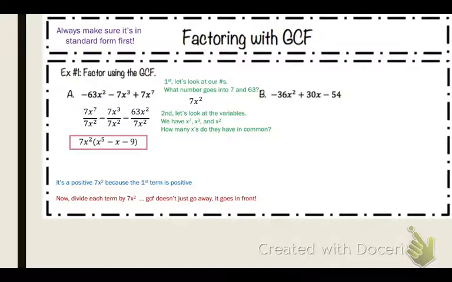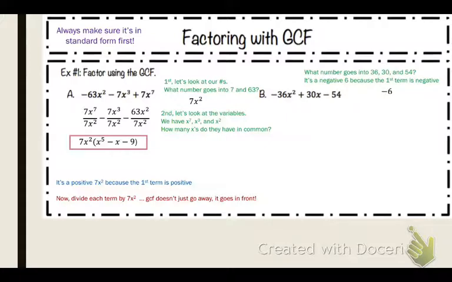Okay, now let's look at this second example. So first, this is already in standard form. We don't have to worry about anything. So we need to see what number goes into 36, 30, and 54. We're just going to ignore the signs for a second. You can go through and figure that out. It is 6. 6 is what goes into all 3 of those.